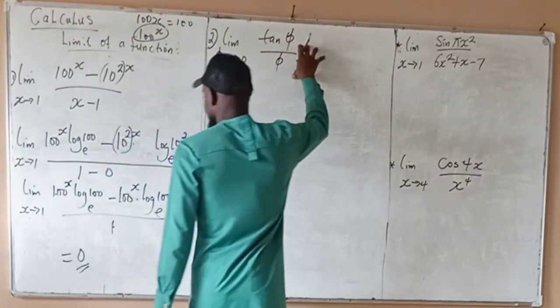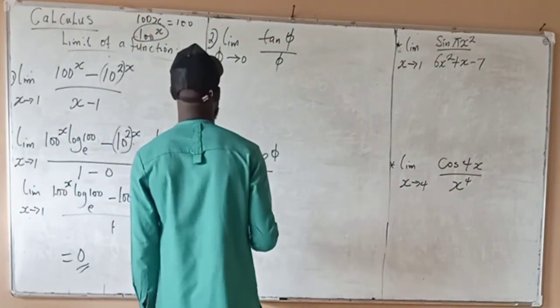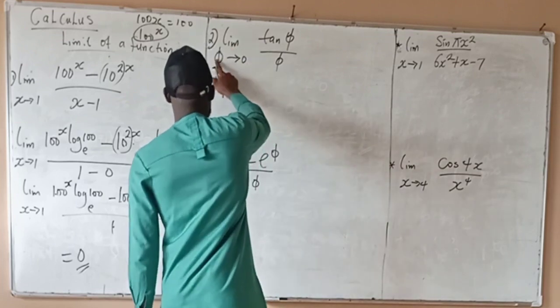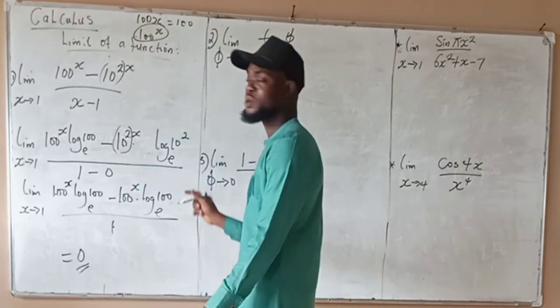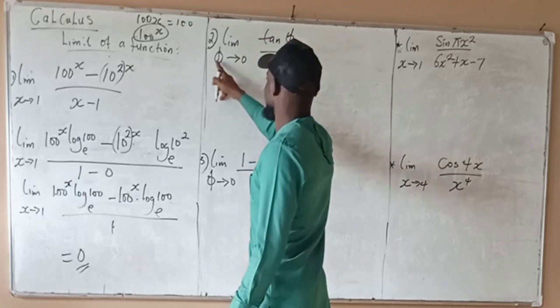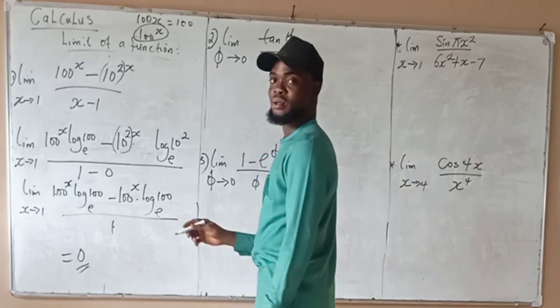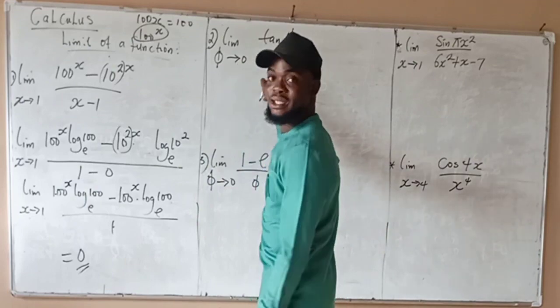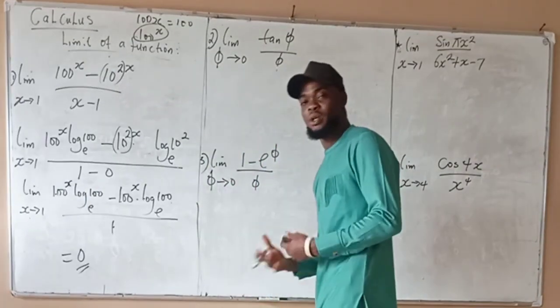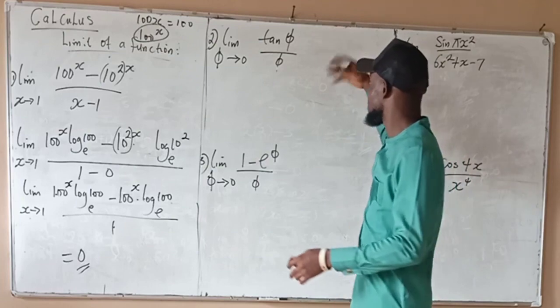So let's look at this. Limiting the function as phi approaches 0, of tan phi over phi. If you put 0 here directly, the answer is going to be undefined. So what you have to do is differentiate both sides.